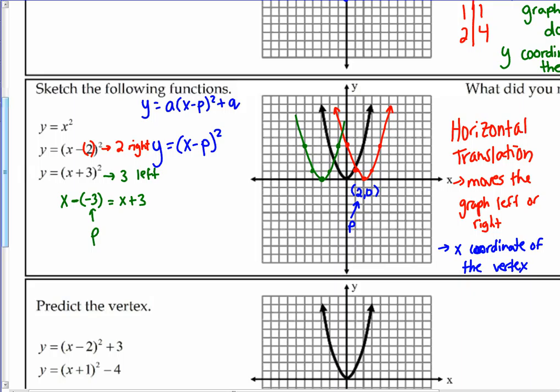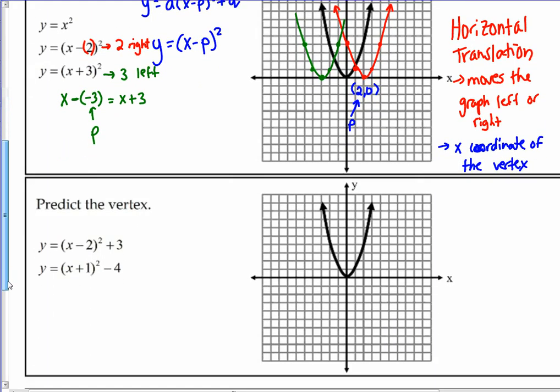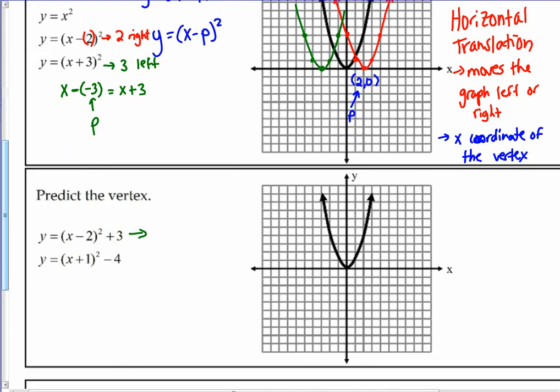Okay, so let's quickly predict the vertex here. What would be the vertex of this one? So what's the p-value and what's the q-value? What would be the p-value for this first equation? 2, because it's the opposite sign. And what's the q-value? 3, so the coordinate would be 2, 3. And we're comparing it to the equation a times (x minus p) squared plus q.